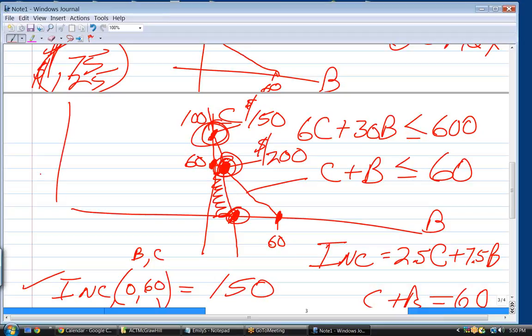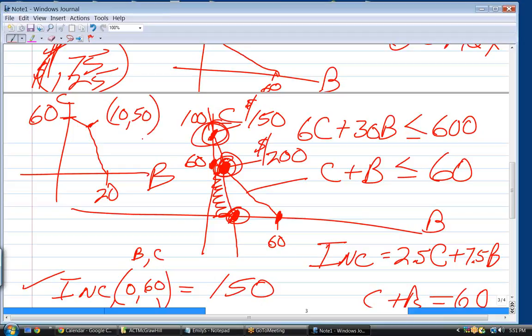Yeah, the final picture that you're going to have here is going to look something like this. And that is 60 cars. That is 20 buses. And this point right there is 10 buses, 50 cars. Yes, that's what I have. That's good. And those are the three vertexes that we need to examine. In other words, when you're doing linear programming, your maximum always comes from one of the vertexes.